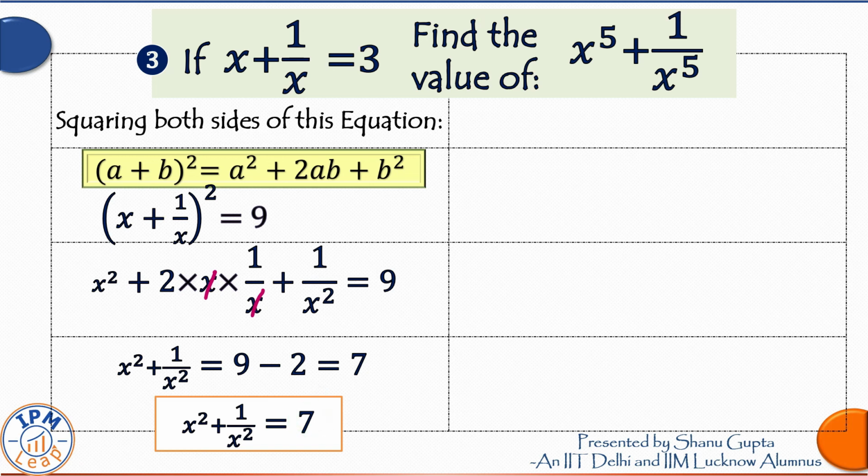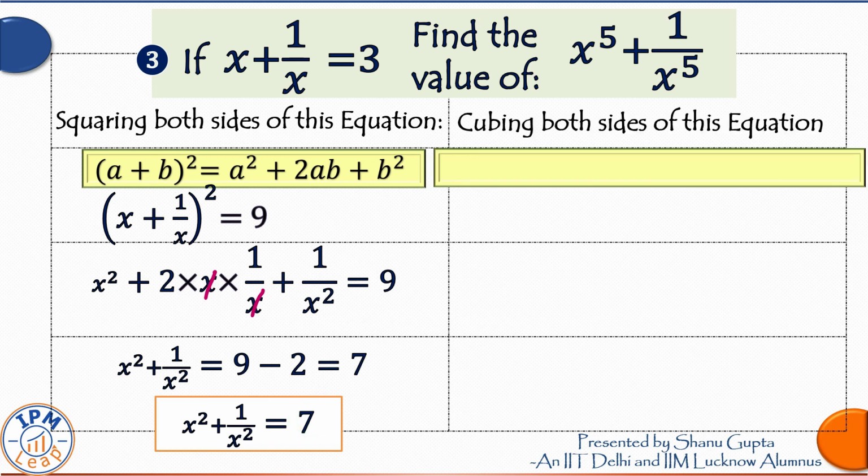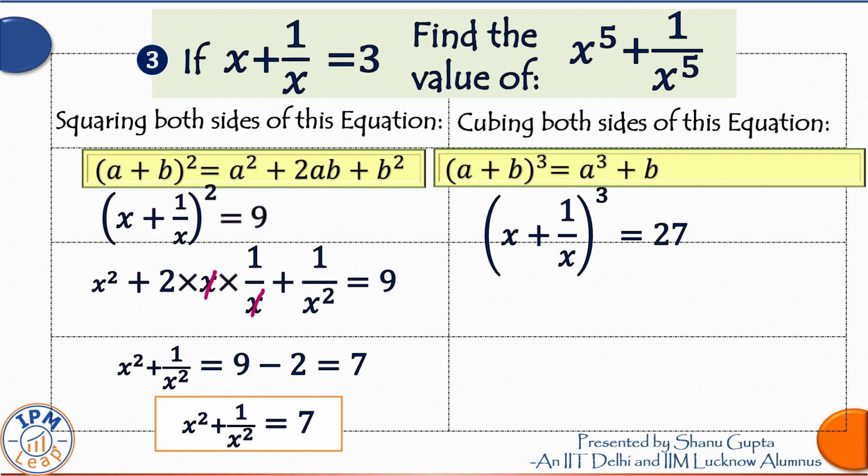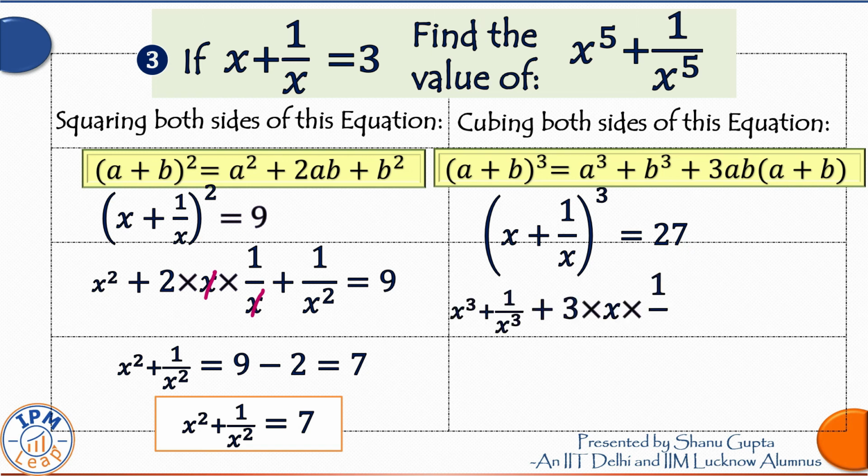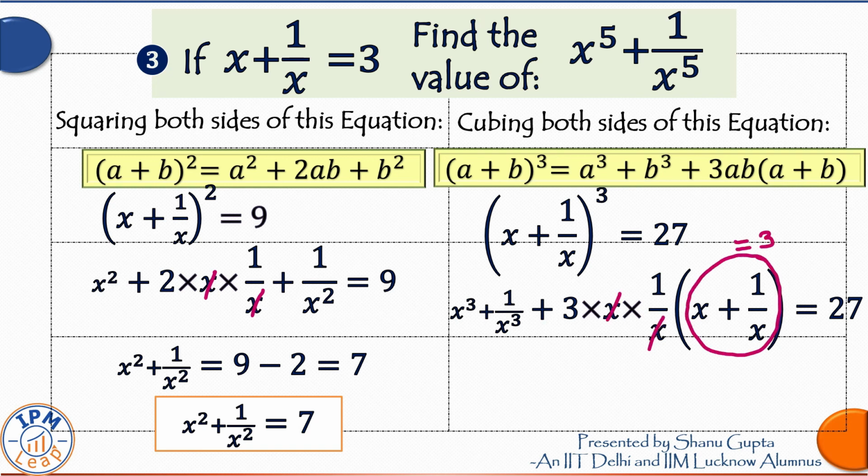And next, cubing the equation on both sides, x plus 1 by x whole cube is equal to x cube plus 1 by x cube plus 3 times x into 1 by x into x plus 1 by x brackets. Here x and 1 upon x get cancelled out, and the value of this expression x plus 1 by x is given to be equal to 3.